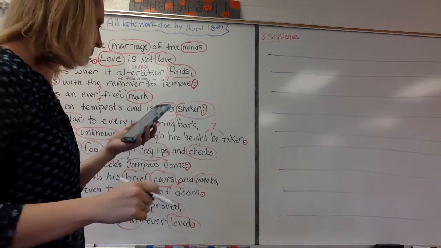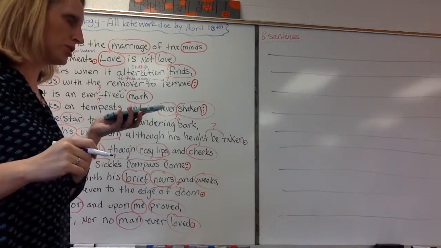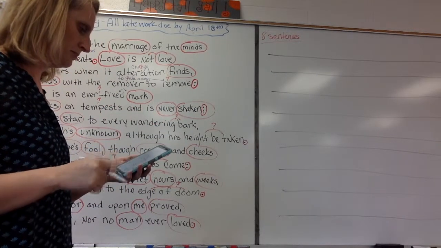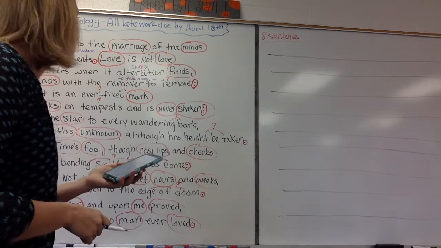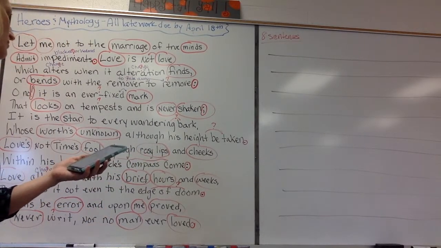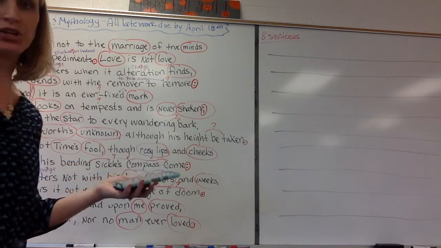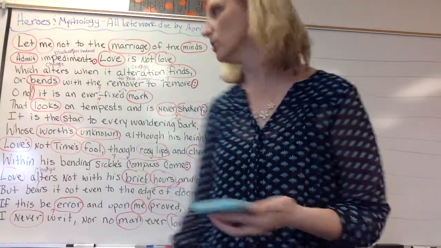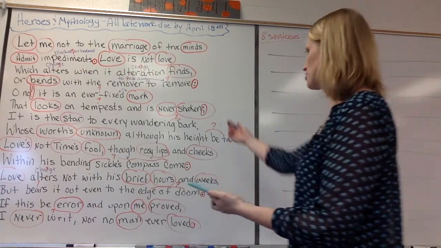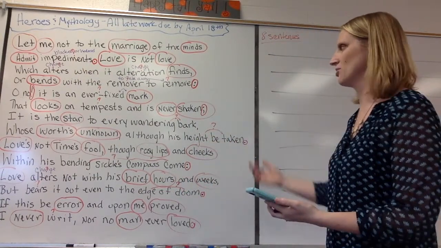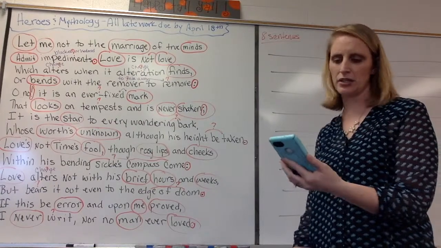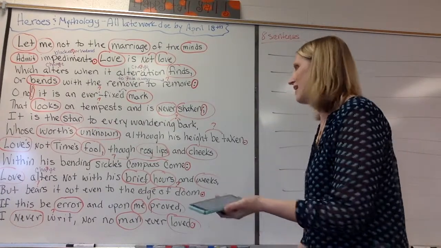Okay, Google, what is an ever fixed mark? According to Wikipedia, it is an ever-fixed mark that looks on tempests and is never shaken. It is the star to every wandering bark, whose worth's unknown, although his height be taken. Well, that was incredibly unhelpful. All that Google did is just read me what the lines are. That is ridiculous. Okay, so Google's not helpful.